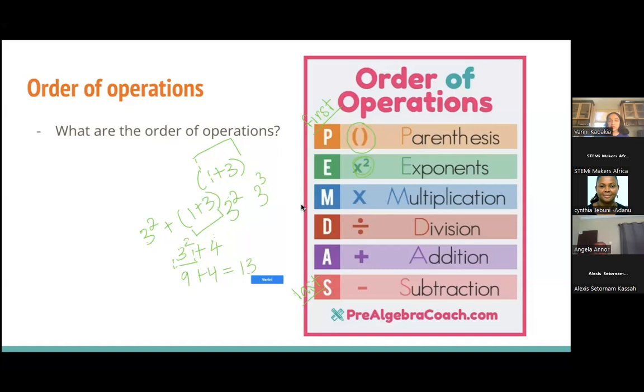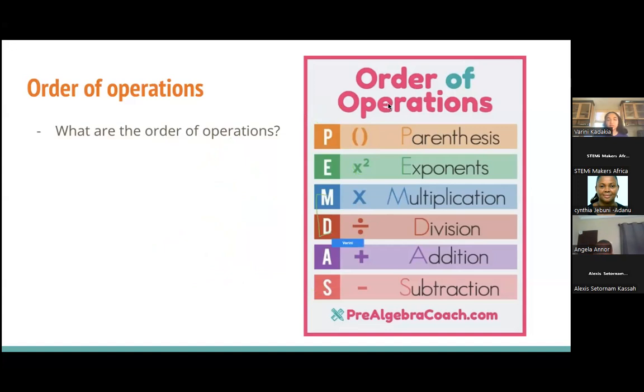And then the thing with multiplication and division is that these can happen interchangeably. It's just whatever you see first. So if you have 3 times 2 divided by 6, you'd first do 3 times 2 because you move left to right. So you'd get 6 divided by 6, which equals 1.